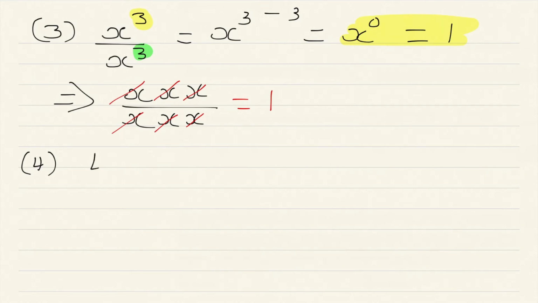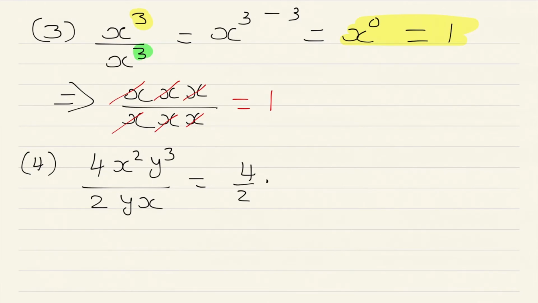Let's try dividing 4x squared y cubed by 2yx. In this case, we will divide numbers with numbers. So 4 divided by 2 times x squared divided by, we are looking for the same bases. So we have x squared and x. So x squared divided by x times y cubed divided by y.